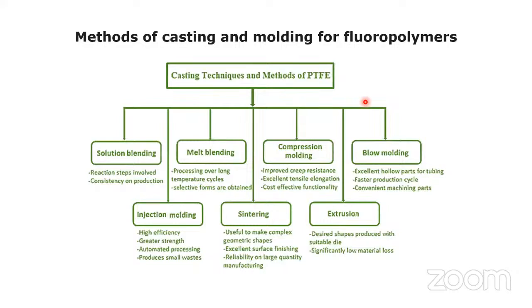Methods of casting and molding for fluoropolymers: as we have seen methods of molding for polyacetals, there are also some methods by which you can prepare parts of fluoropolymers. PTFE can be molded or parts can be formed using solution blending, melt blending, compression molding, blow molding, injection molding, sintering, and extrusion. These methods can be used for molding or preparing parts or films out of fluoropolymers.